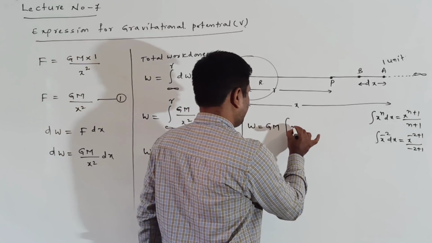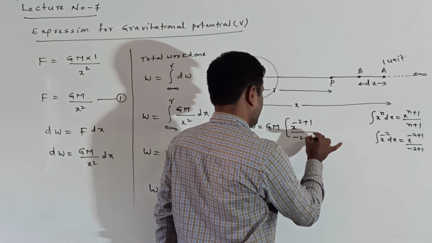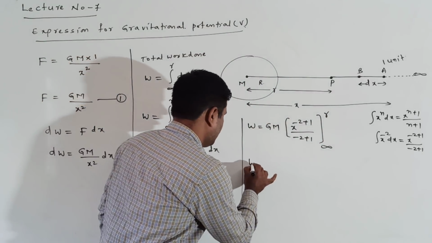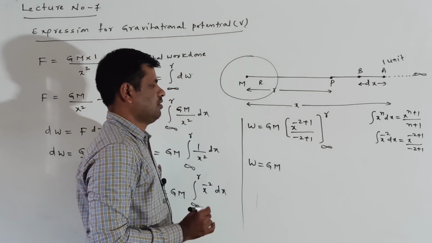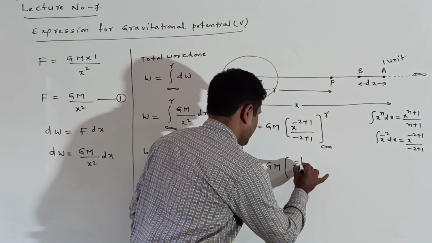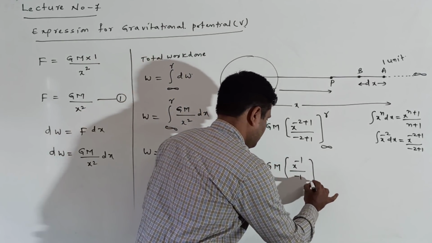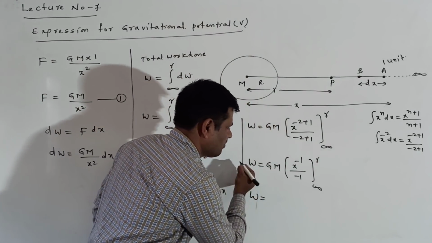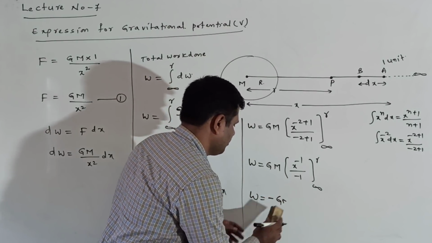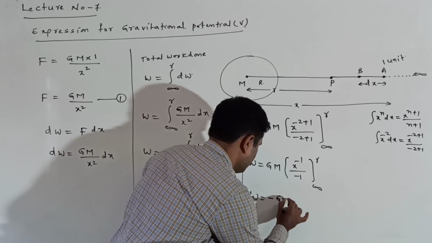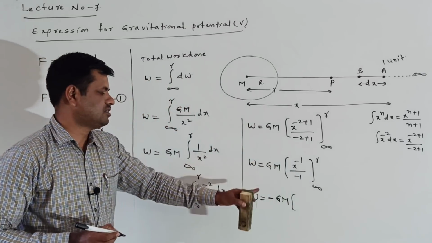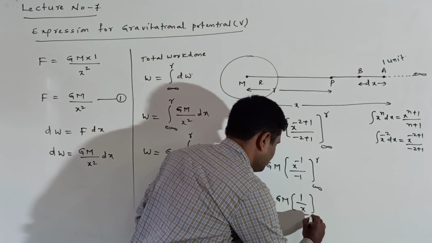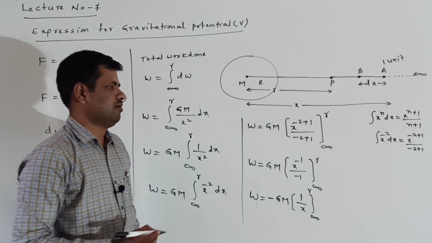Now x to the power of minus 2 plus 1 by minus 2 plus 1 we are taking from infinity to R. So W is equal to GM into x power of minus 1 by minus 1, from infinity to R. So W is equal to, taking the minus 1 outside, minus GM into x power of minus 1, which I am writing as 1 by x. The limits are from infinity to R.